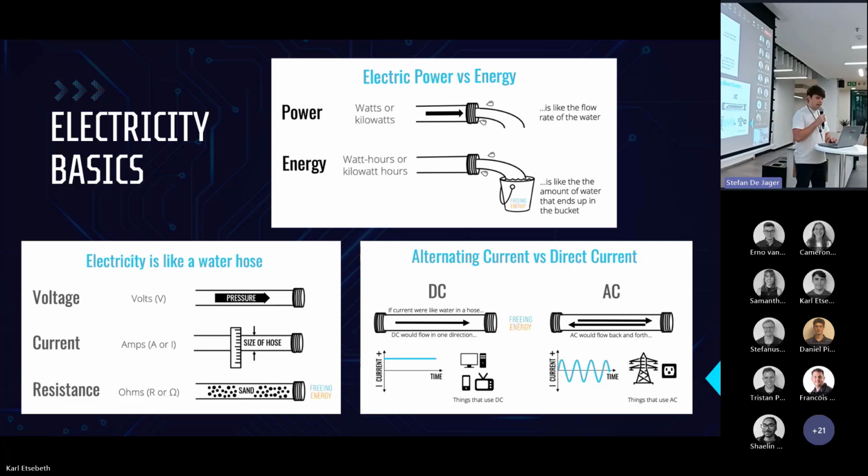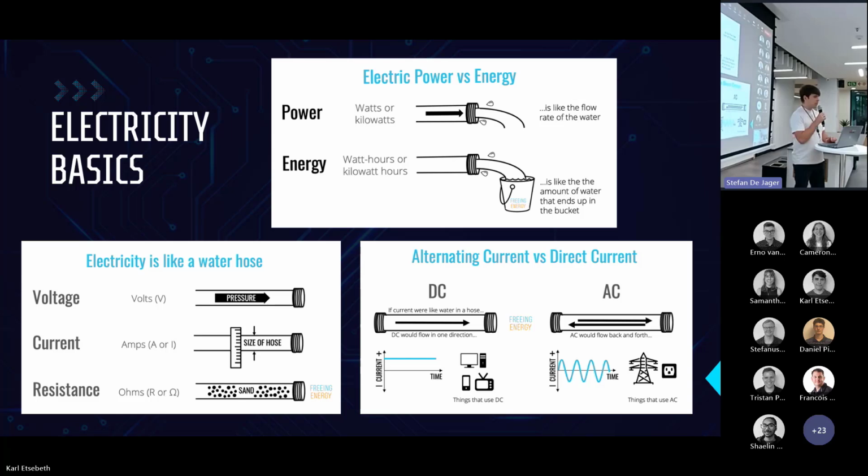If we then think of energy as the amount of water collected from the pipe over time, so water in a bucket, power is the rate of energy transfer, so water flow rate. The unit for power is the watt, and the unit for energy is then kilowatt hours or watt hours, essentially a unit of power times a unit of time.